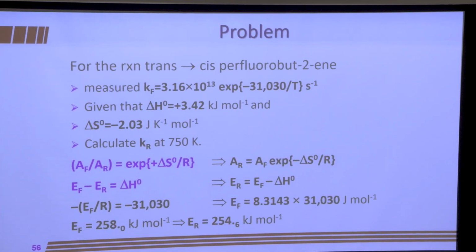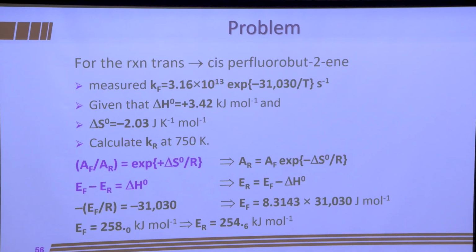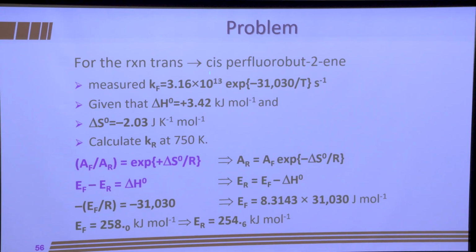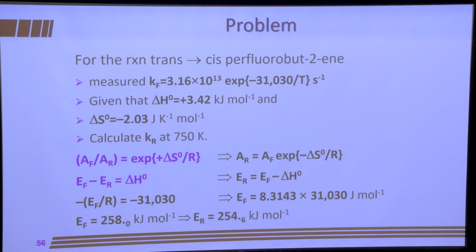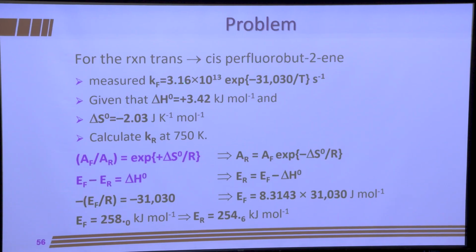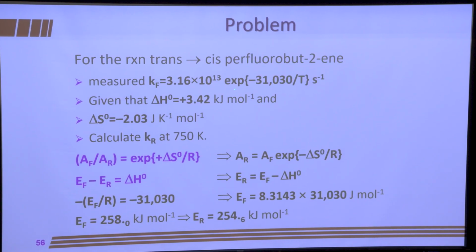Okay, sorry. And here's a problem. For the reaction trans to 6-perfluorobutene, the measured rate constant is 3.16 times 10 to the 13 times the exponent of minus 31,030 all over T, so it's an activation temperature. Given that the delta H is 3.42 kilojoules per mole and delta S is minus 2.03 joules per Kelvin per mole, calculate K reverse at 750 Kelvin.